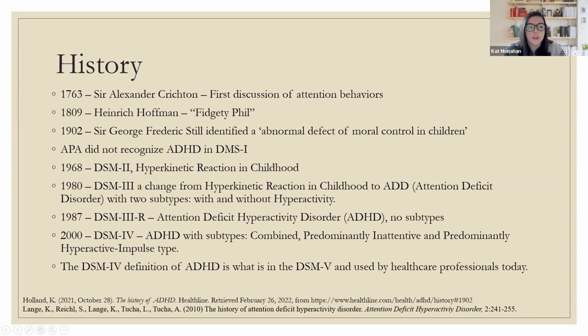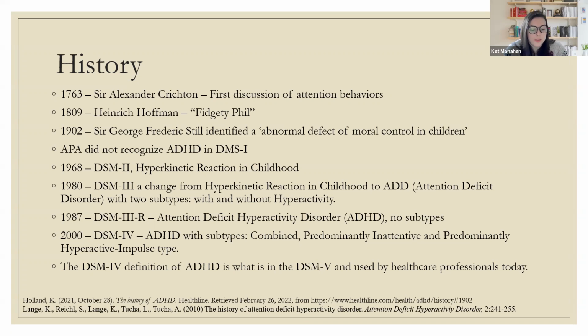The history of ADHD starts in 1763 with Sir Richard Crichton. He wrote a book where he discussed attention for the first time as a disease. In 1809, Heinrich Hoffmann wrote a story called Fidgety Phil. The story was a popular allegory for children with ADHD, and it was interpreted as an early case of ADHD. In 1902, Sir George Frederick Still identified ADHD as an abnormal defect of moral control in children, and found that some children were unable to control their behavior in a way that's typical for children and they were not intellectually disabled.